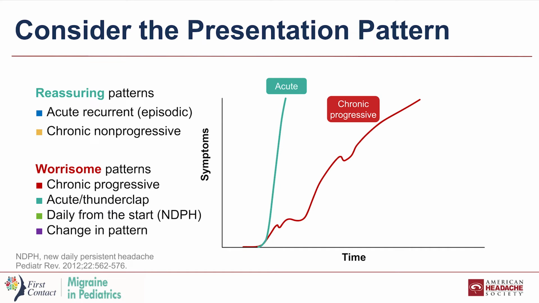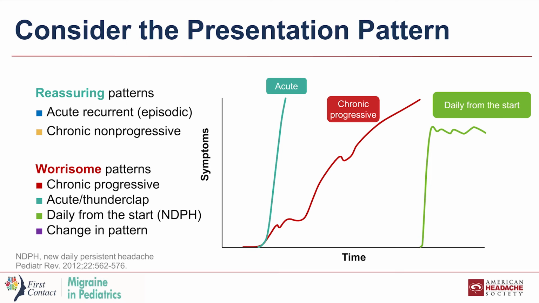Perhaps the most dramatic pattern would be the thunderclap headache. It goes from 0 to 10 in 60 seconds or less. These headaches are associated with things like subarachnoid hemorrhage or ruptured aneurysm, and these are considered an emergent pattern of headache.